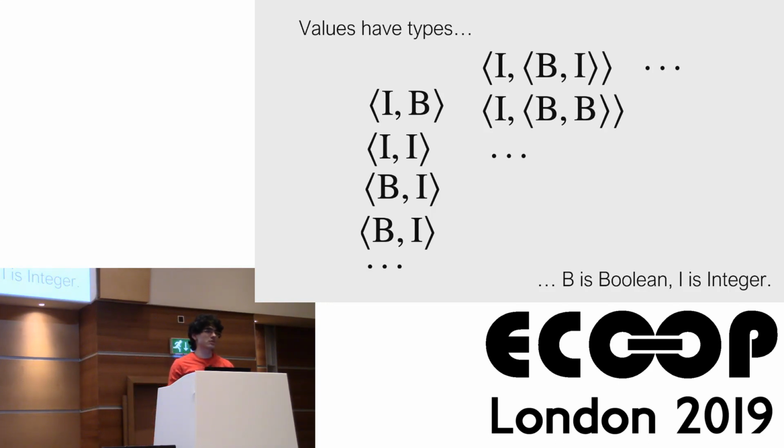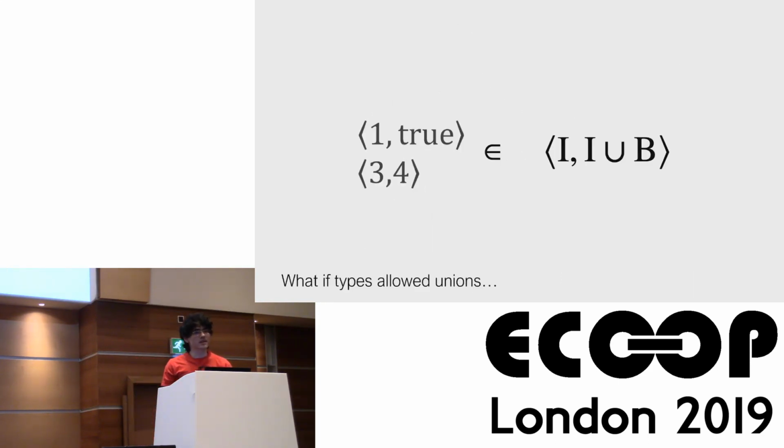But what if we wanted to abstract a little bit further? What if we wanted to have multiple different kinds of value inhabit one type? One way that we could do that is to introduce union types into our language. So what we're saying here is that we have a tuple whose first element is an integer, and whose second element could be either an integer or a boolean. In this way, both of these values, one of which has a boolean for its second argument, and the other has an integer for its second argument, can inhabit the same type.